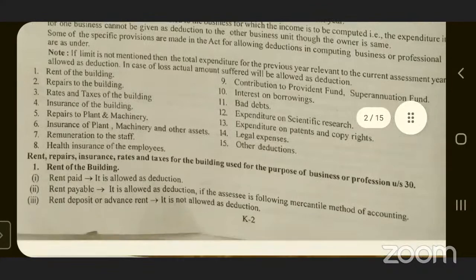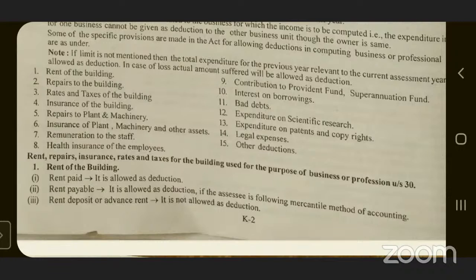So for each and every item, special provisions are there. We have to consider the provisions according to the Act itself. This we can see while solving the problems.